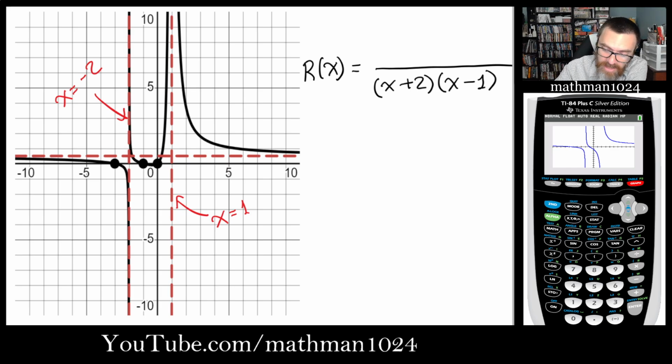There's another thing I need you to pay attention to, and it's this part right here for this x equals 1 vertical asymptote.